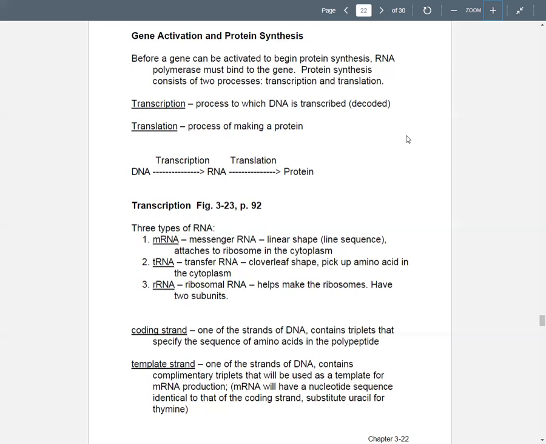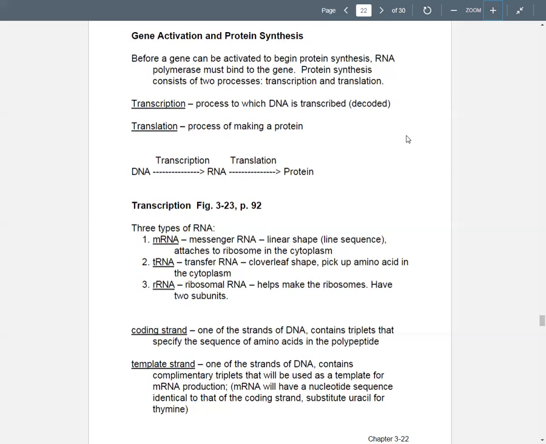And so how do we make proteins? Well, there's two big processes, which each have their own set of steps. First process is transcription, second process is translation. Make sure you know the difference between these two. Transcription is the process of transcribing DNA or decoding DNA. Translation is the process of making protein.